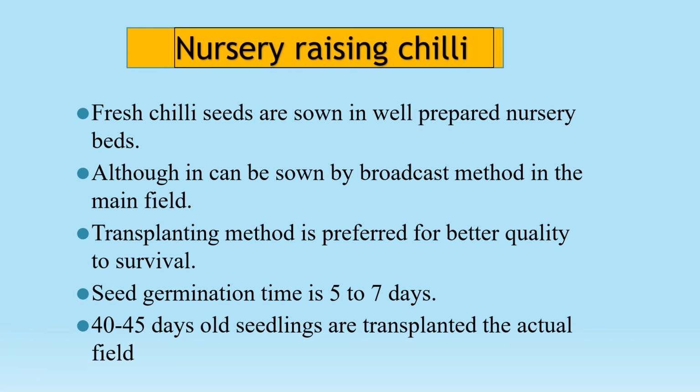Coming to nursery raising of chili, fresh chili seeds are sown in well-prepared nursery beds, although they can also be sown by the broadcast method in the main field. The transplanting method is preferred for better quality. Seed germination takes about 5 to 7 days, and 40 to 45 days old seedlings should be transplanted to the actual field, as that is the suitable seedling age for planting.